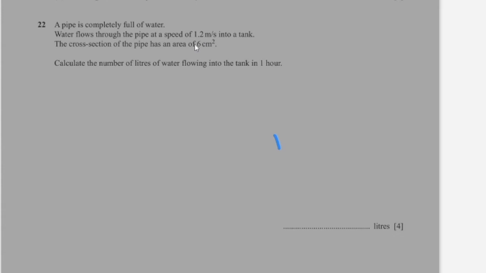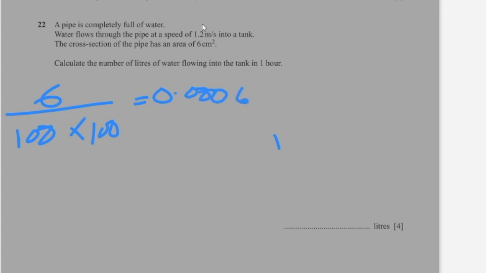So over here, I'll convert the 6 centimeters square to meters so that I can find the volume using the same units. So 6 centimeters square will be equal to 6 divided by 100 into 100, which gives me the answer as 0.0006 meters square, and this is the cross section of the cylinder.